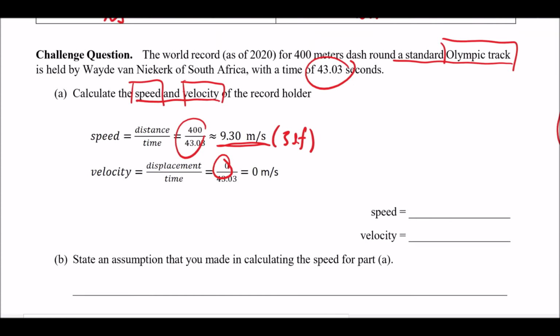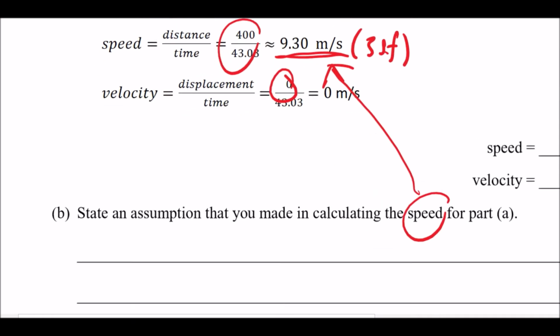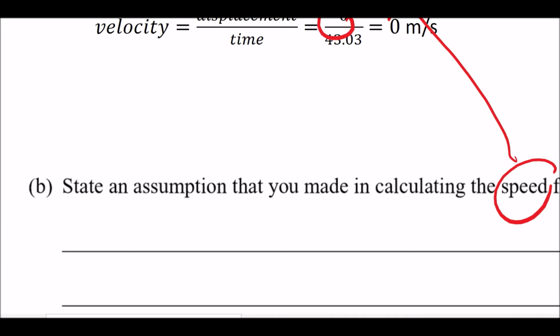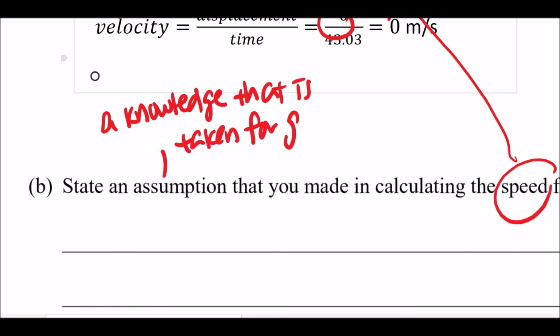Okay, so state an assumption that you made when you calculate the speed. When you calculate this number 9.30, what is the assumption that you made? First of all, if you don't know what an assumption is, it comes from the root word assume. What do you understand by the word assume? It means you take certain knowledge for granted. So an assumption is knowledge that is taken for granted.